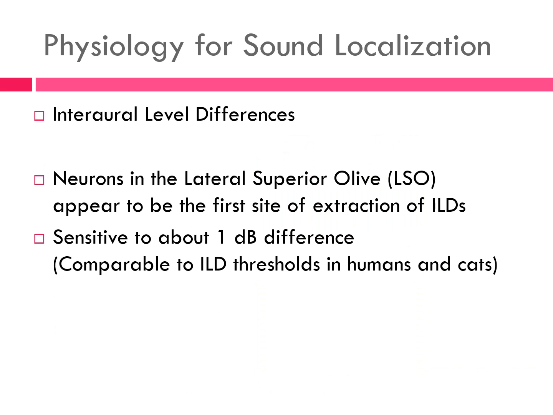There's nothing in your book about interaural level differences, and I know much less about them, but this is what I know. It appears that we have neurons in the lateral superior olive that are the first site of extraction of those interaural level differences, and they are sensitive to about a 1 decibel difference, so a very tiny difference. We have comparable thresholds in humans as we have in cats. This is actually a slide I stole from Robin Morris, and I find it interesting, but it's not anywhere else, just a little tidbit of information.